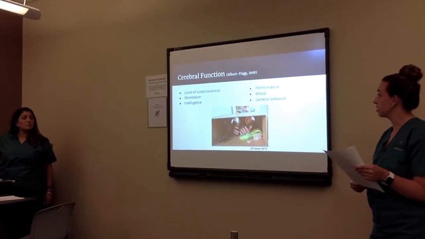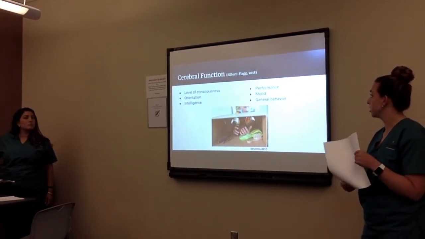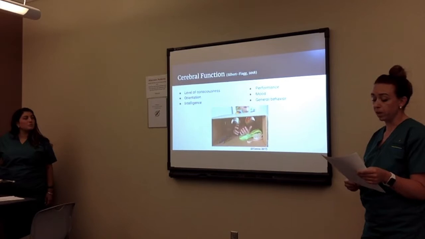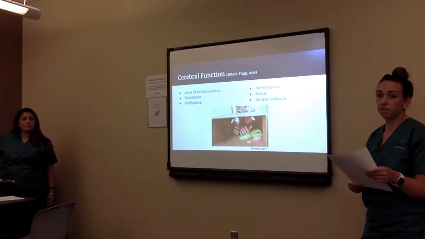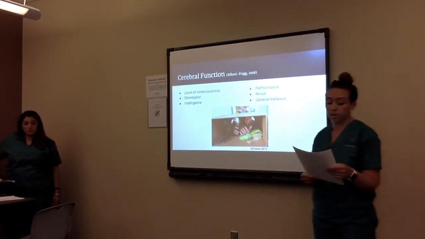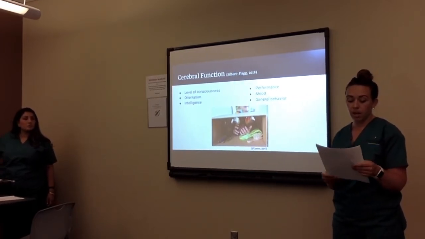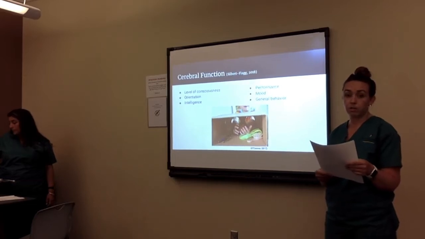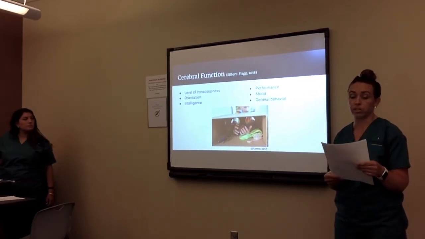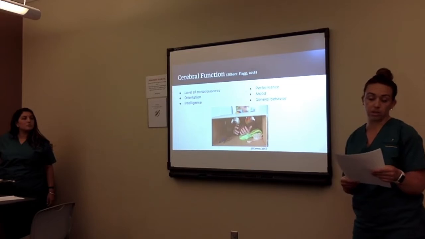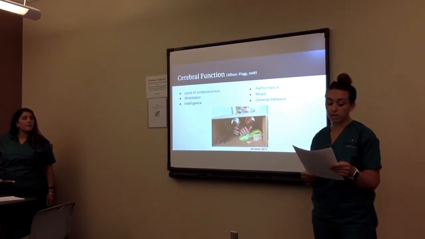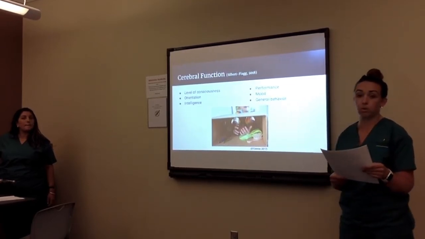So the first one is cerebral function. This includes assessing their level of consciousness, orientation, intelligence, performance, mood, and their general behavior. Many of these things can be noted just through conversation, especially their level of consciousness and orientation. And you'll want to note any type of drowsiness, lethargy, or their articulation issues if you notice any. This also includes immediate recall, recent memory, or remote memory.